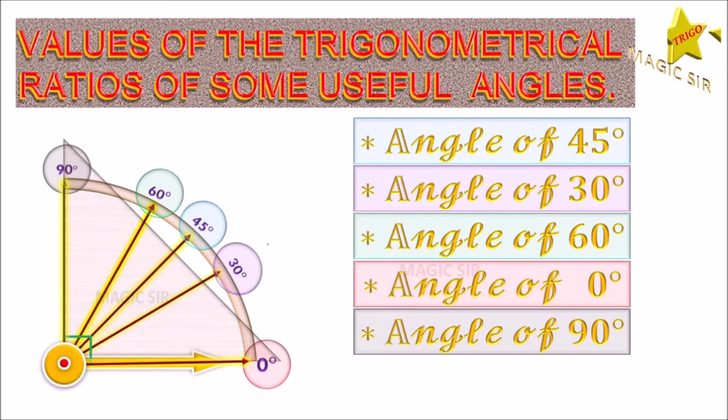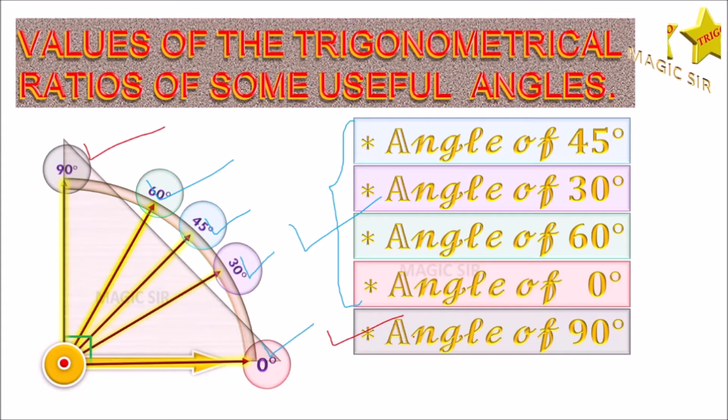Friends, in my previous videos, particularly the last three videos, we have obtained the values of trigonometric ratios of 45 degree, 30 degree, 60 degree and 0 degree angles. In my previous videos, I have tried my best to explain the values of trigonometric ratios of these angles by using animations. Today, we will find the values of trigonometric ratios of 90-degree angle.